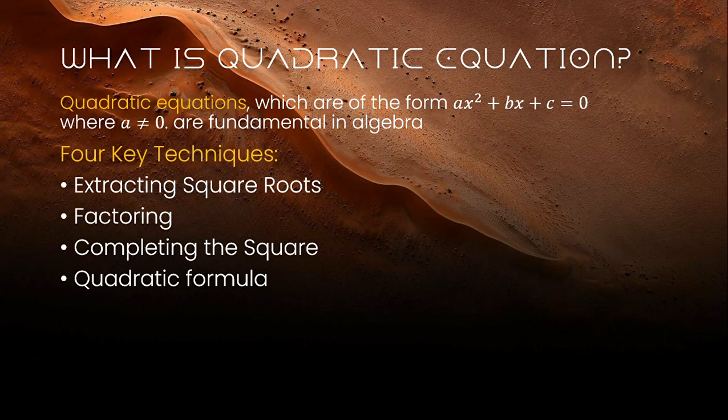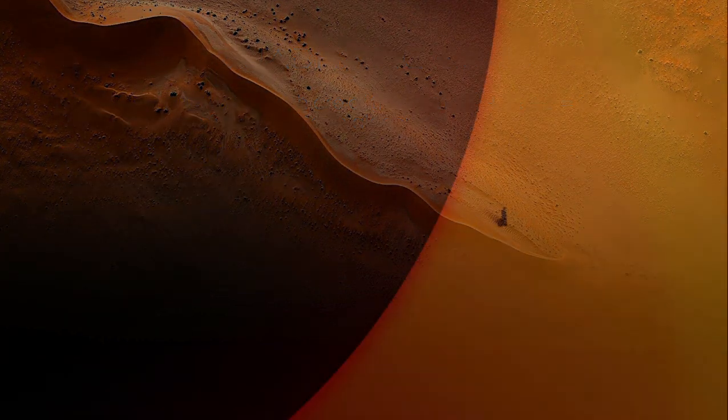The first one is extracting square roots. The second one is factoring. The third one is completing the square, and the last one is the quadratic formula. Each of these methods has unique applications depending on the structure of the equation. So let's start off by discussing those methods.